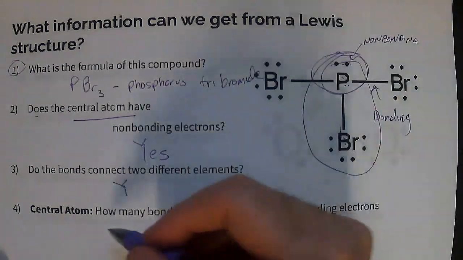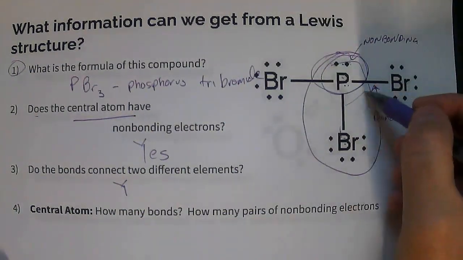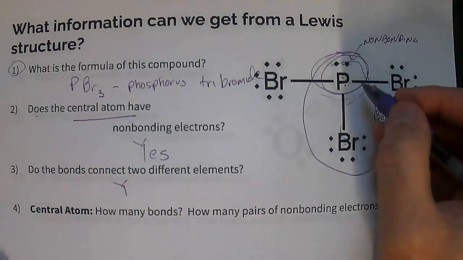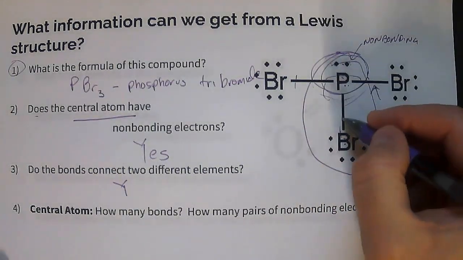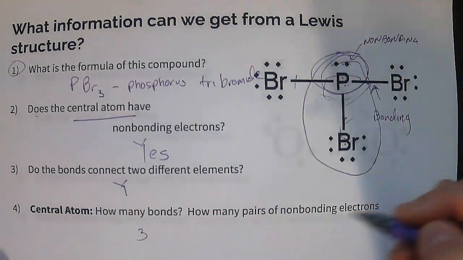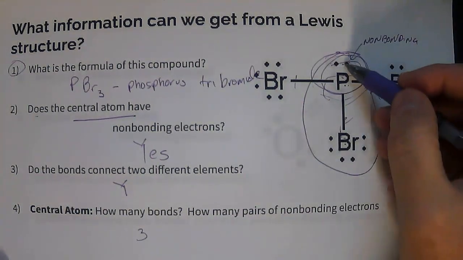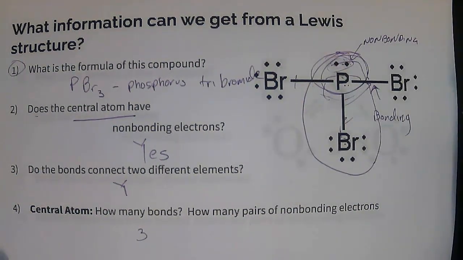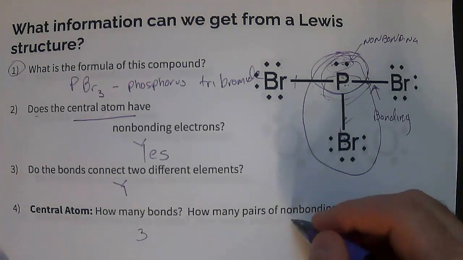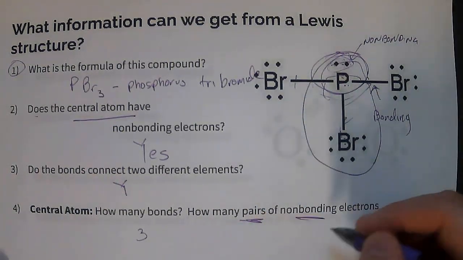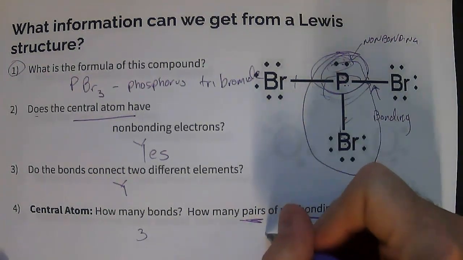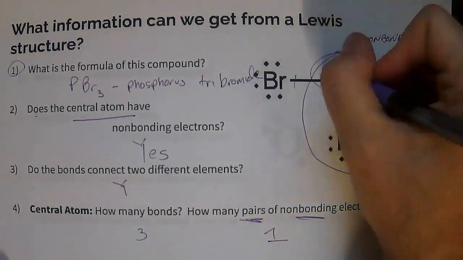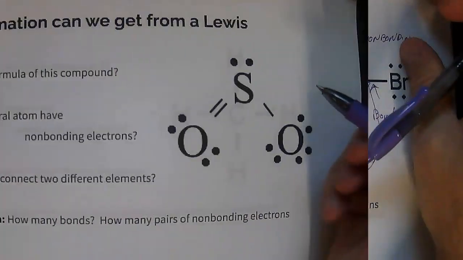Now, around the central atom, how many bonding pairs are there, or how many bonds are there? I count 1, 2, 3. And we already determined these are the non-bonding electrons. So how many pairs of non-bonding electrons are there? There's 1 pair. Remember, a pair is 2.